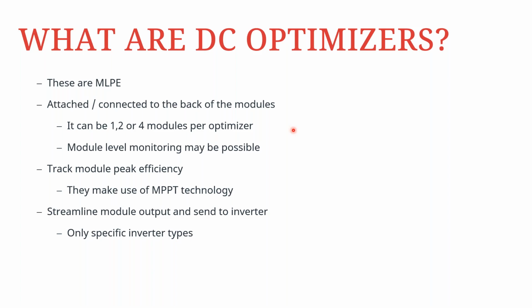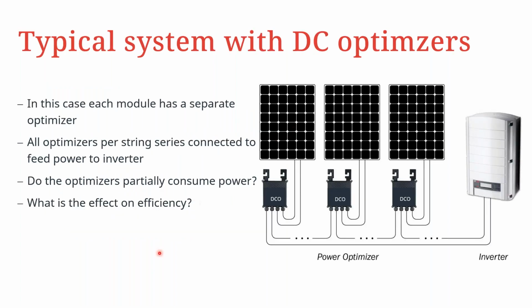Going further to look at how this configuration might look, we have an example here. In this typical system with DC optimizers, we have one DC optimizer attached to each module, and these optimizers are then connected in series, and the power is then connected to the inverter for production of AC power. But the question then begs, what is the effect of such a configuration on the efficiency of the PV array? We will try to answer that question later on.